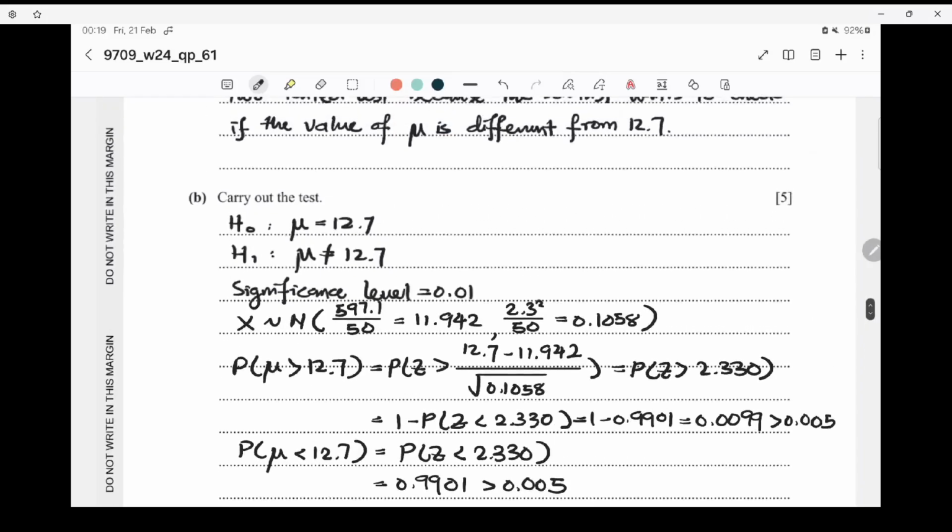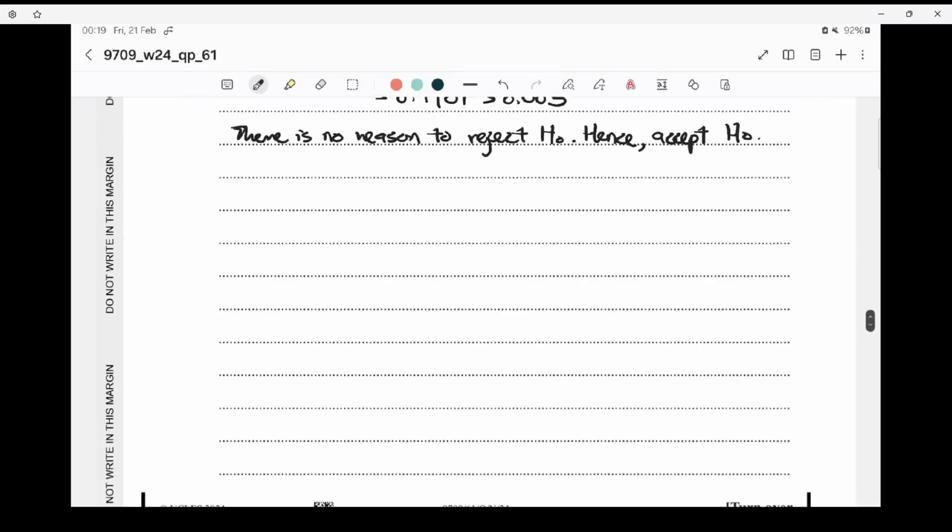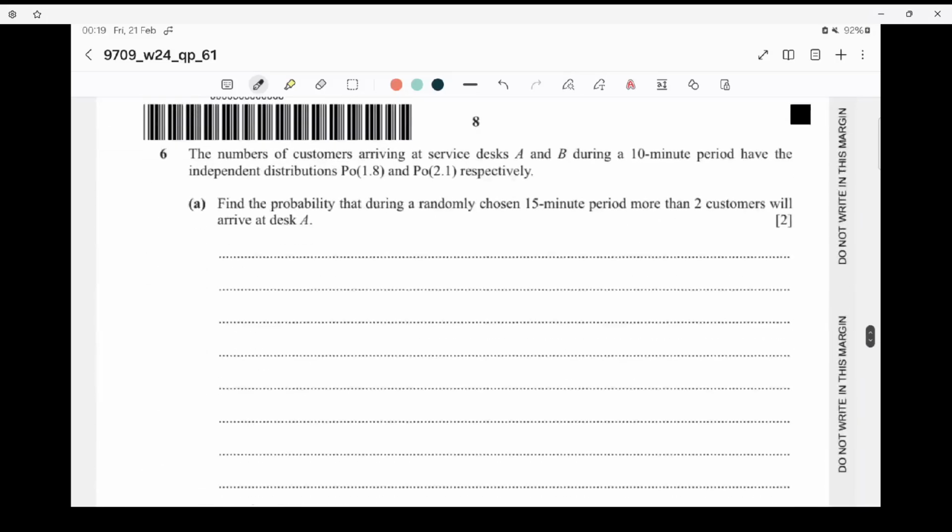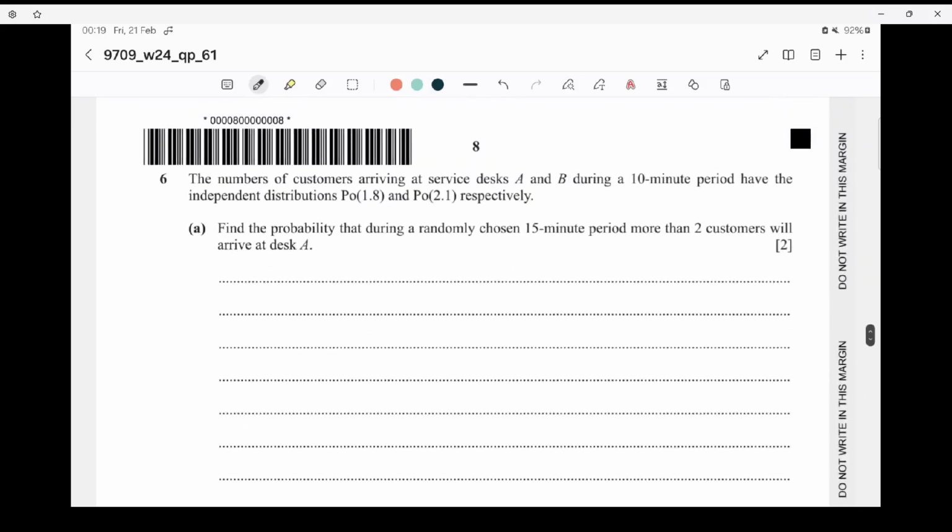So that's the whole test. Question 6. The number of customers arriving at cafes A and B during a 10-minute period are given by the Poisson distribution. Find the probability for a randomly chosen 15-minute period. So the time period is different, so you need to be careful. So A is Po(1.8). This is for 10 minutes.